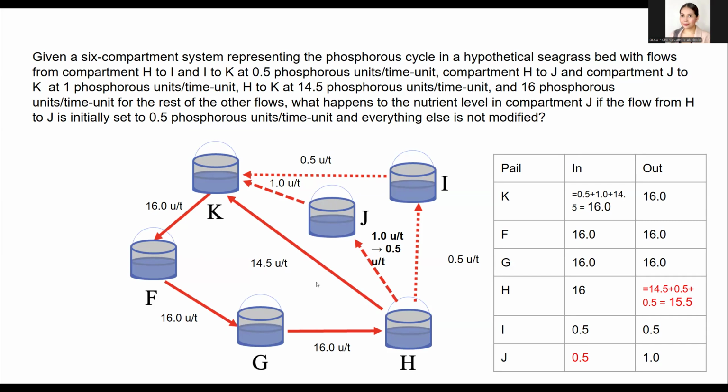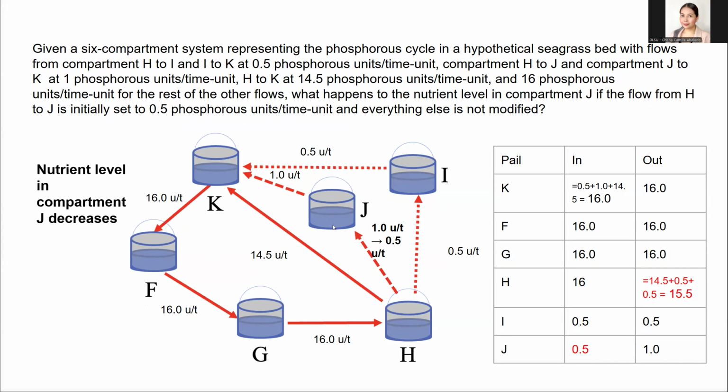So all in all, what would happen to this system is that the nutrient level in compartment J would decrease. Once it's run dry, the nutrient level in compartment K would decrease until it runs dry. And then the nutrient level in compartment F would decrease until it runs dry. And then the nutrient level in compartment G would decrease until it runs dry. And all this time, the nutrient level in compartment H would go up and then it will stay up and just stay as is. Now, while all of that is happening, is any change happening to compartment I? And why or why not?